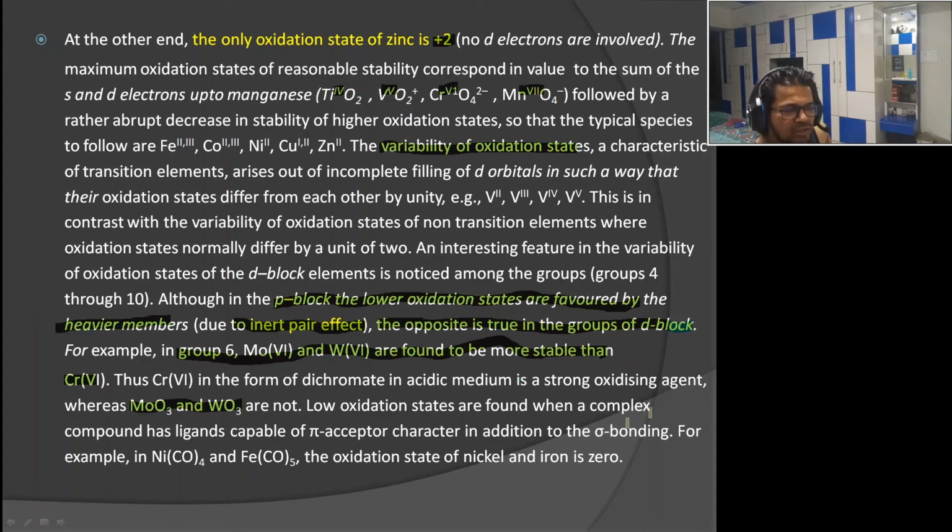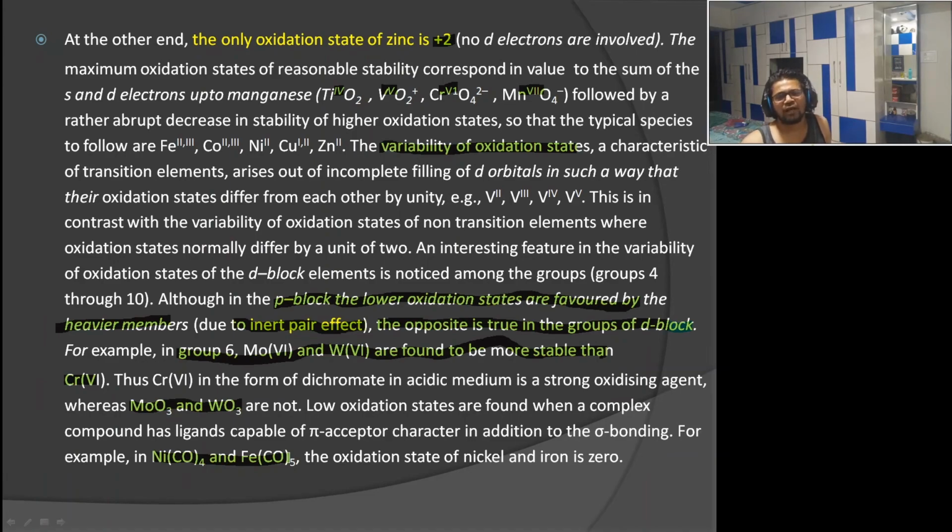Lower oxidation states are found when complexes are formed with ligands. Remember these two complexes, Ni(CO)4 and Fe(CO)5. Here the oxidation states of the metals are 0, meaning they are not losing any electrons. That's because carbon monoxide is a strong field ligand. So the strong field ligand will push the electrons to get paired in the lower shells or the low energy levels. So that's why nickel and Fe will not lose any electrons.